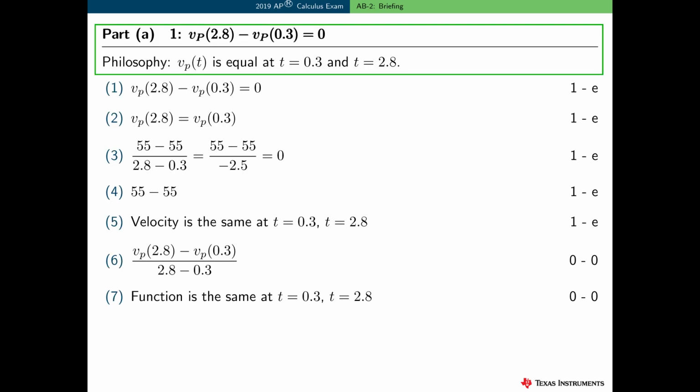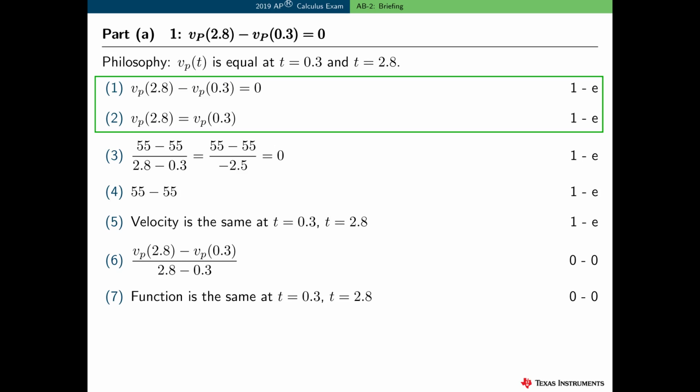The first point in Part A was for conveying that the difference v sub p of 2.8 minus v sub p of 0.3 is equal to 0. The general philosophy in awarding this point was, did the student sufficiently convey that v sub p of t is equal at t equal 0.3 and t equal 2.8?